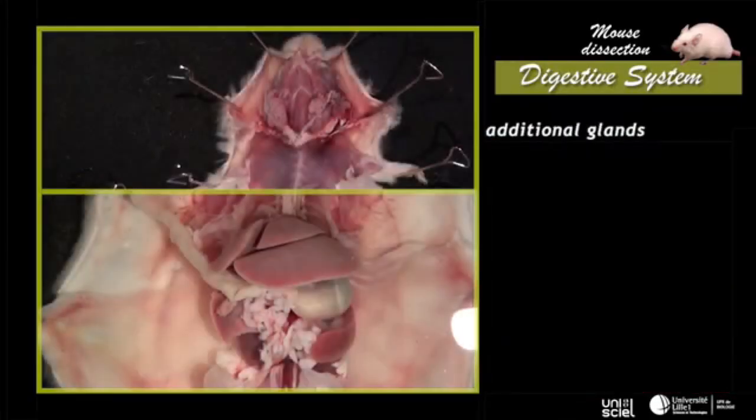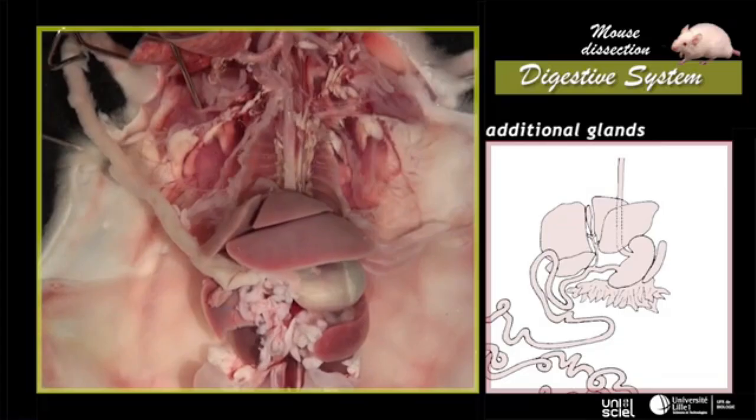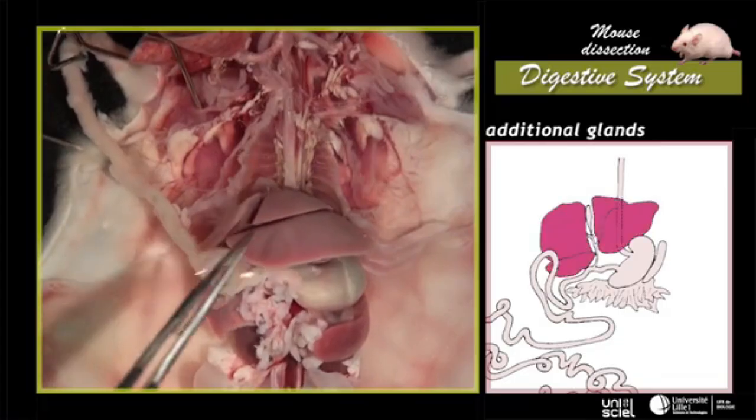The digestive tract also has additional glands, the salivary glands, visible in the neck part, the liver, and the pancreas. The liver is divided into 4 lobes.